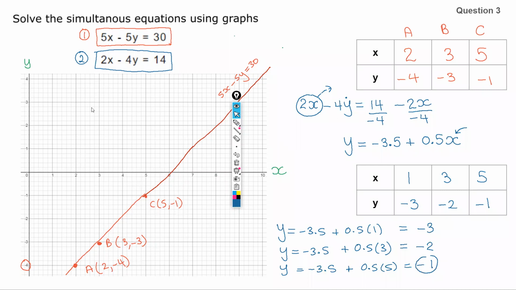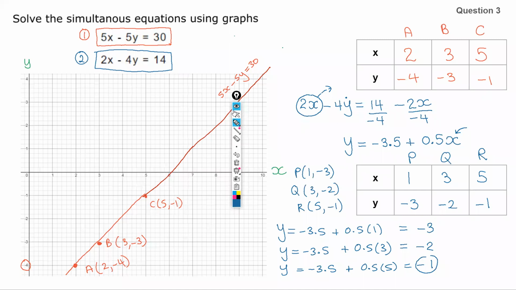So what I need you to do now is plot the values. We could probably write them back neatly like this. Instead of using A, B, and C, we can't use A, B, and C back, right? Because remember, it already has an A, B, and C on the diagram. So you could probably just call it P, Q, and R. So point P is (1, -3). Point Q is (3, -2). And R is (5, -1).